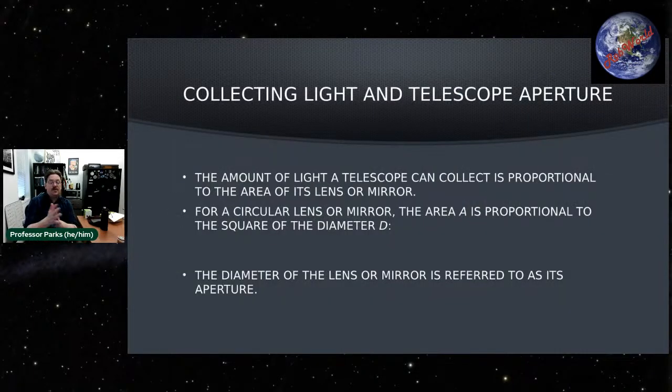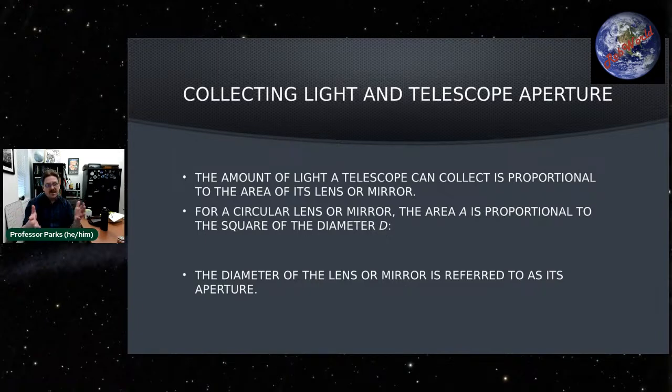Collecting area and aperture. Well, let me first describe or define what an aperture is. A telescope aperture is the size of the primary piece of glass. It is either what we call the objective lens for refracting telescopes, or the primary mirror for reflecting telescopes. The aperture is the size, or the diameter rather, of that piece of glass, be it a lens or be it a mirror.